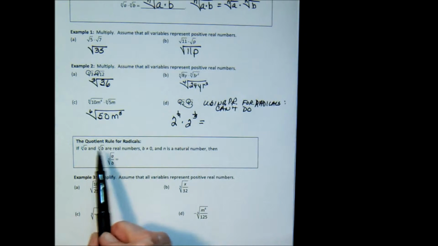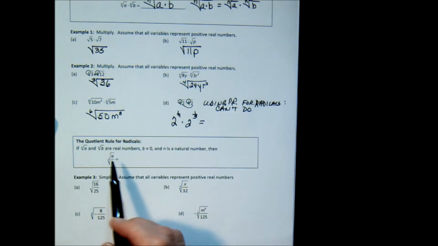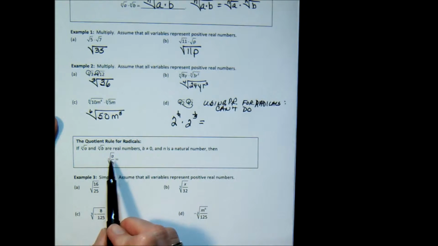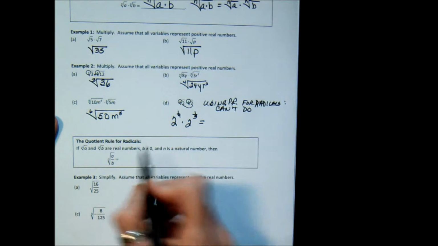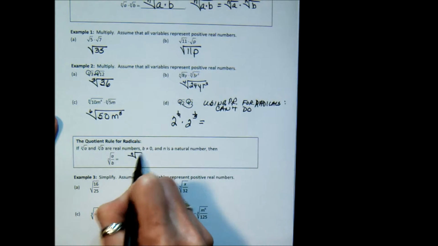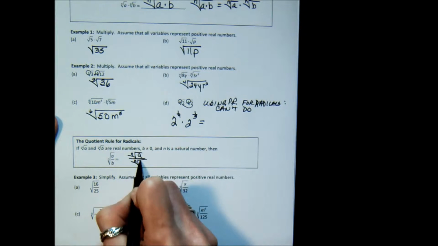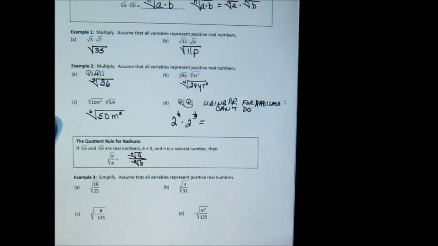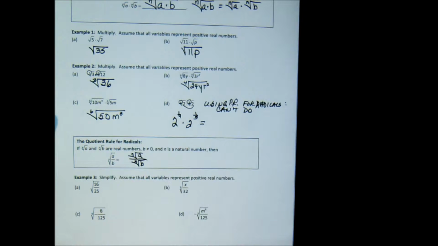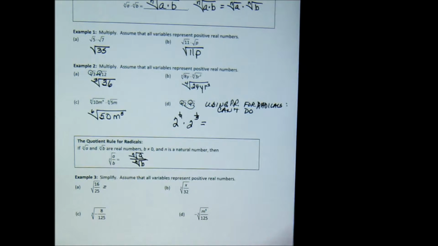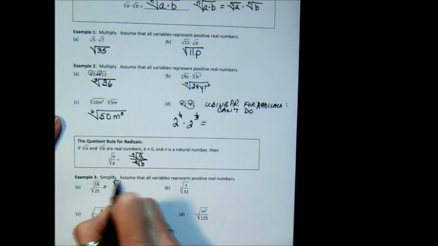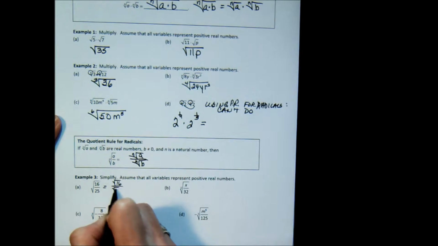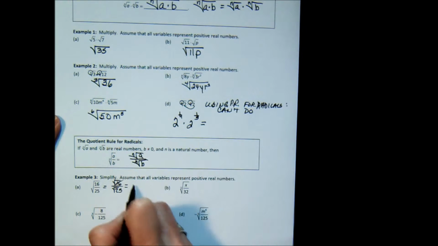Let's look at the quotient rule for radicals, and this has been mentioned in another video. But if you have one large square root over a fraction, basically what it says is I can split that into two small square roots, one denominator, one numerator, each having the same index. So in example 3a, I can change the square root of 16 over 25 to the square root of 16 over the square root of 25, which I can actually take. The square root of 16 is 4, square root of 25 is 5.